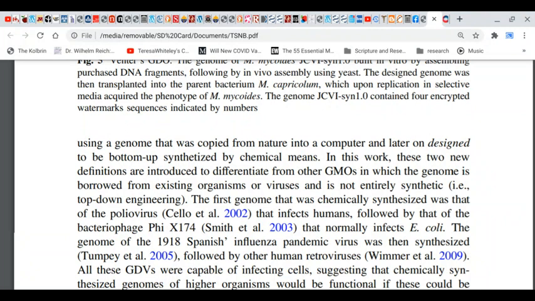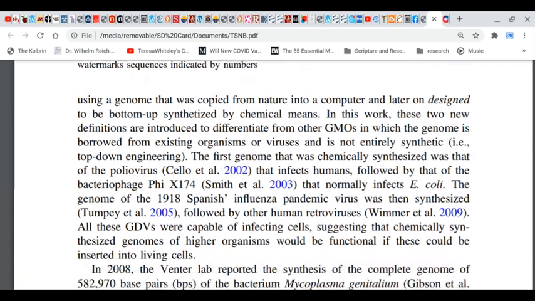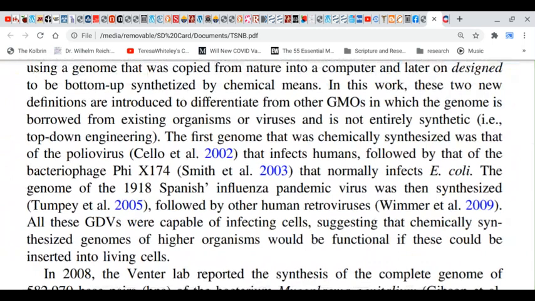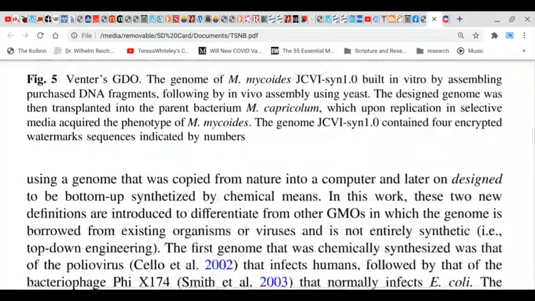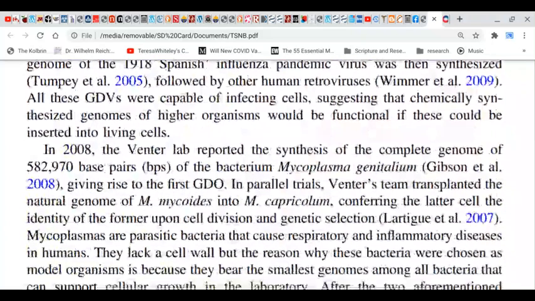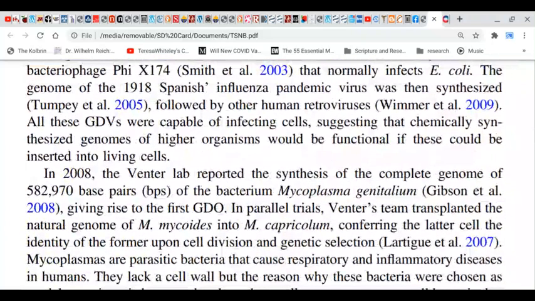The first genome that was chemically synthesized was that of the poliovirus that infects humans, followed by that of the bacteriophage phi X174 that normally infects E. coli. The genome of the 1918 Spanish influenza pandemic virus was then synthesized, followed by other human retroviruses. All of these GDVs, genomically designed organisms, were capable of infecting cells, suggesting that chemically synthesized genomes of higher organisms would be functional if these could be inserted into living cells.